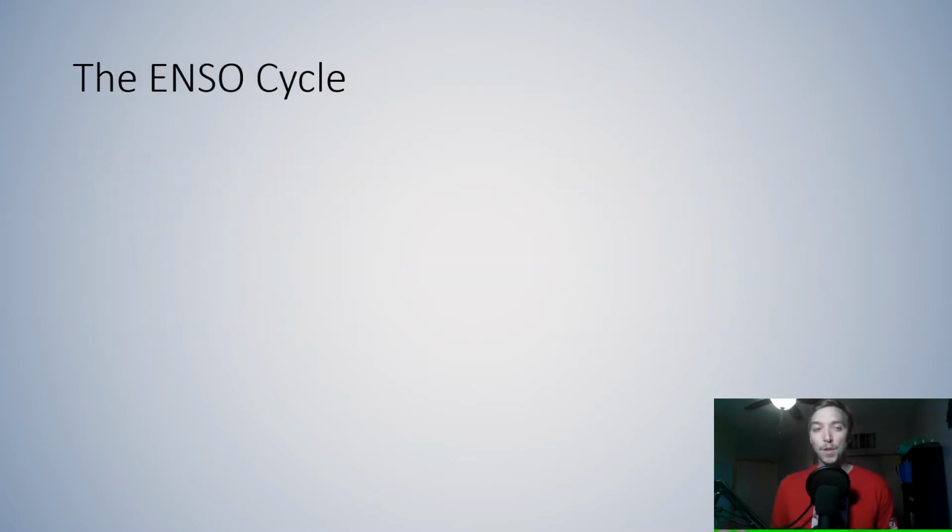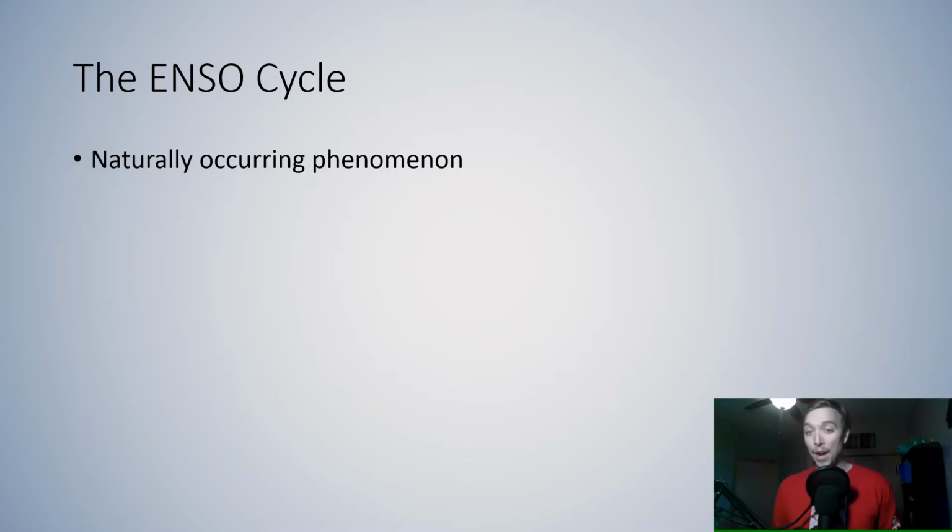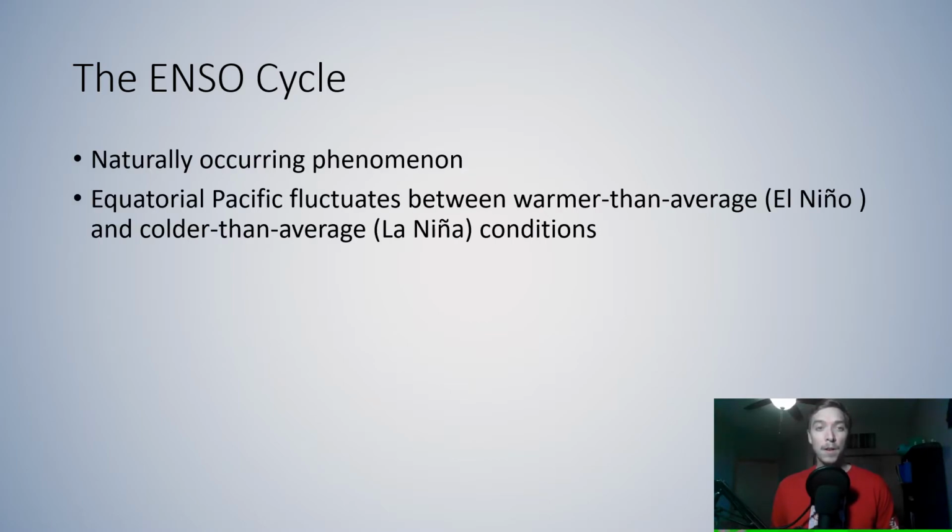So what is the ENSO cycle? It's a naturally occurring phenomenon. It's where the equatorial Pacific fluctuates between warmer than average El Niño and colder than average La Niña conditions.